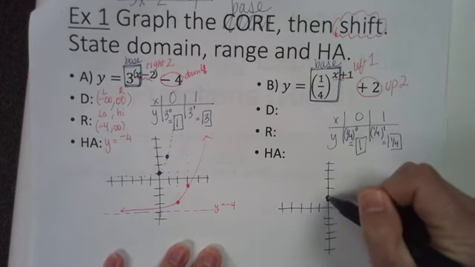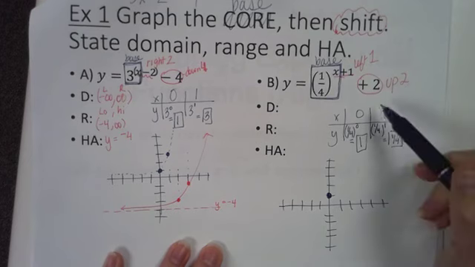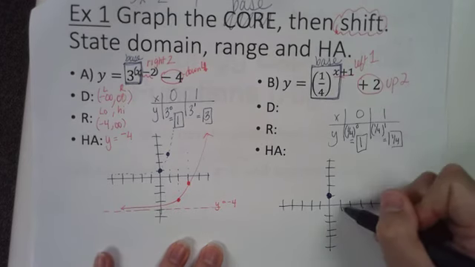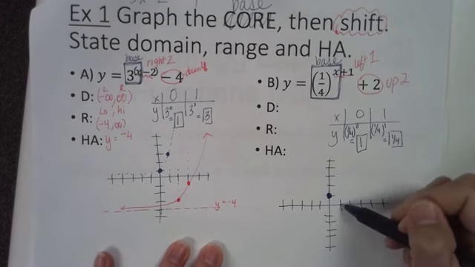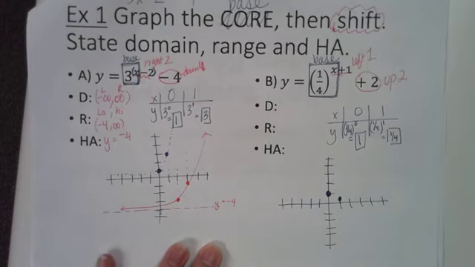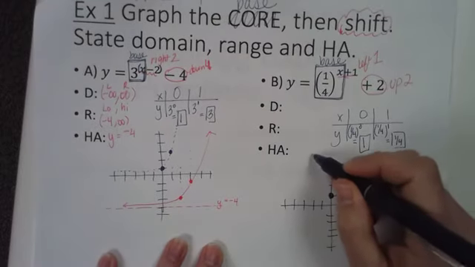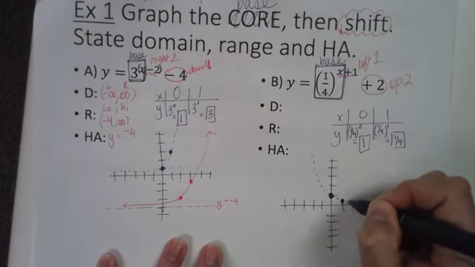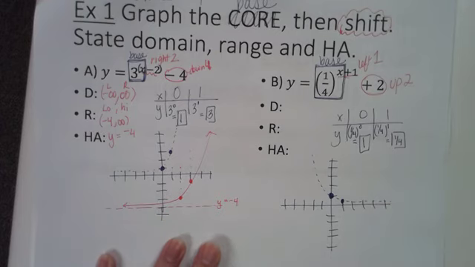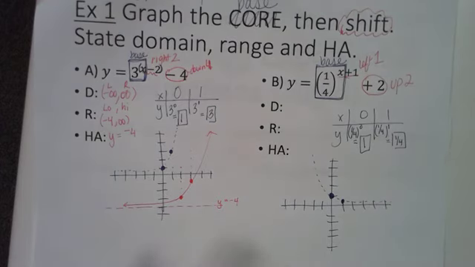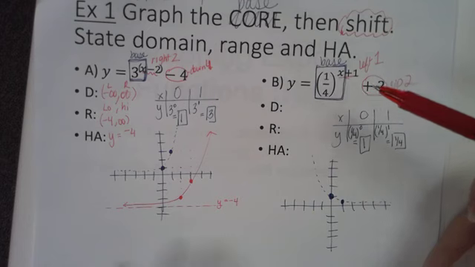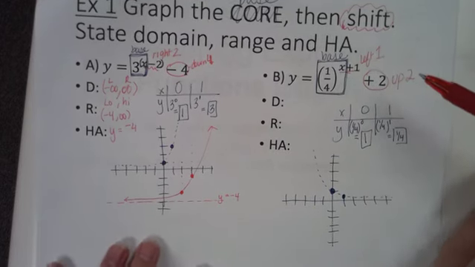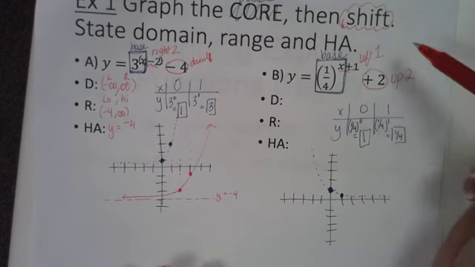0, 1 for our base, and 1, 1/4. How do I plot 1/4? Yeah, it's in between 0 and 1. It's pretty small. We can't get too perfect. But here is our exponential decay function. Here's what it looks like if you were to put a little dashed line through it. And now we're going to change colors and we're going to shift the base graph.